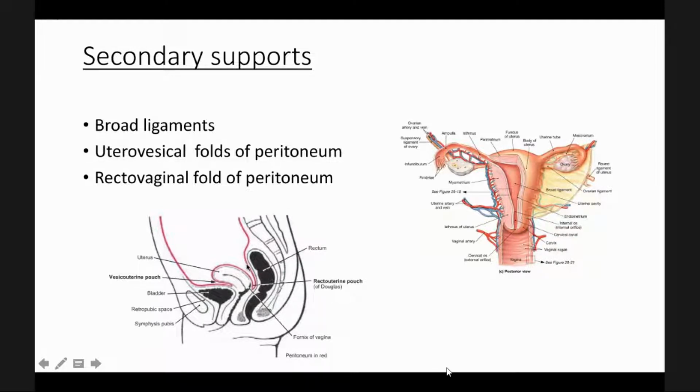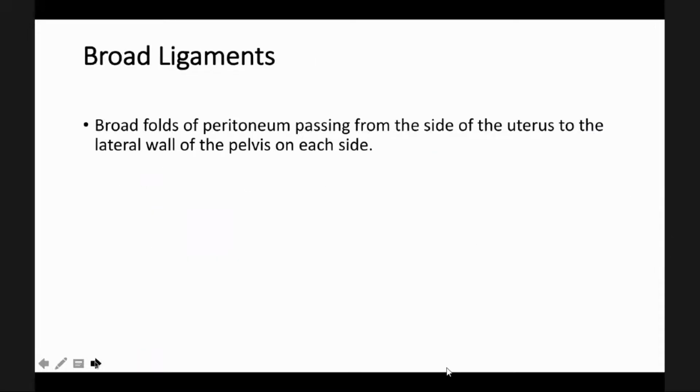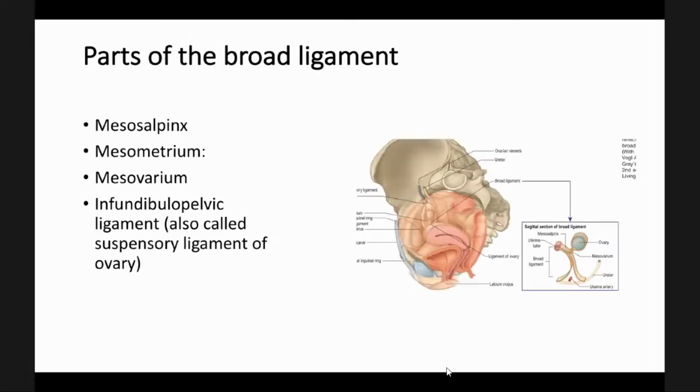Okay, now we'll be talking briefly about the broad ligament. Broad ligament is the fold of peritoneum passing from the side of the uterus to the lateral wall of the pelvis on each side. You have already seen this before also. This is the uterus. From the lateral wall, the sheet of peritoneum passes to the pelvic wall. Okay, and they are further classified as the mesosalpinx, mesometrium, and mesovarium.